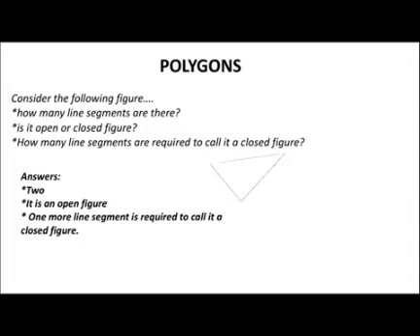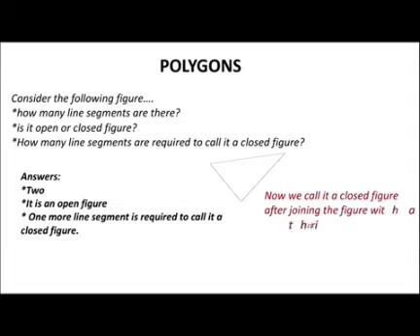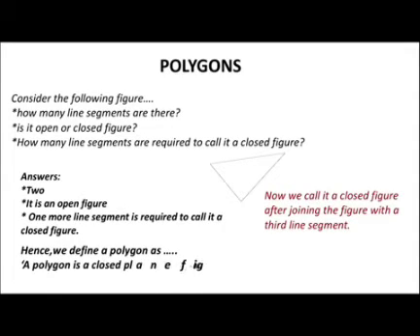So, to call it a closed figure, we need 3 line segments, as we have studied now. After connecting with the third line segment, you can see it has become a closed figure. So, we define a polygon as a closed plane figure bounded by at least 3 line segments.